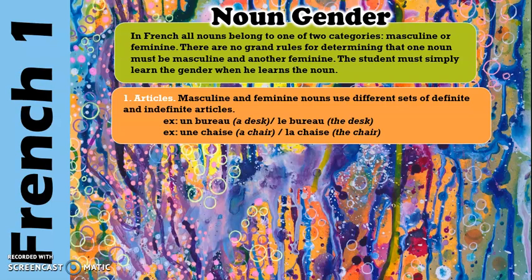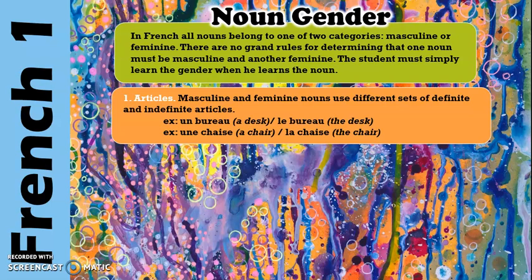Now, let's look at, first of all, the indefinite article, or how you say a or an. Okay? With the masculine noun in French, I'm going to use the indefinite article un, which means a. So, un bureau means a desk. Okay? Now, if I want to use a definite article and say the, for masculine nouns in French, I'm going to use the word le. And le bureau means the desk.